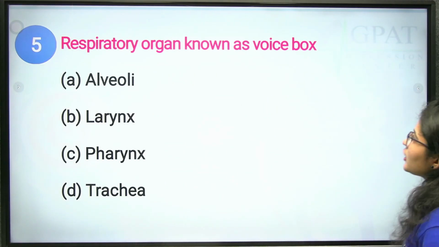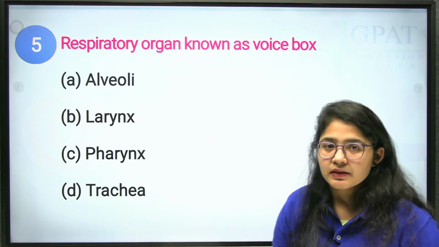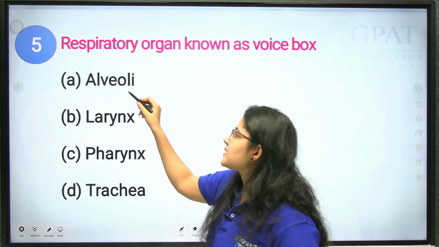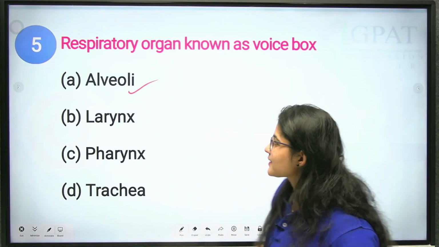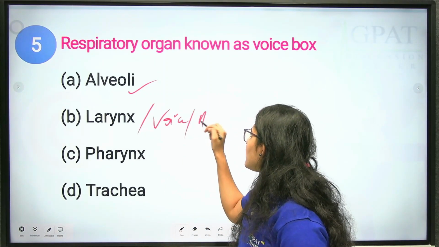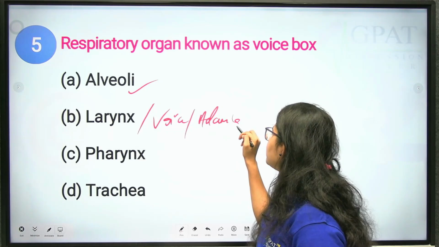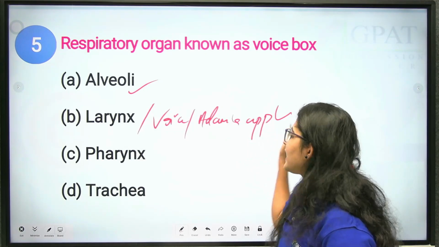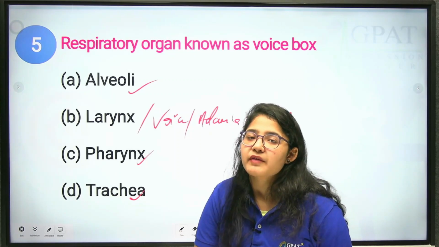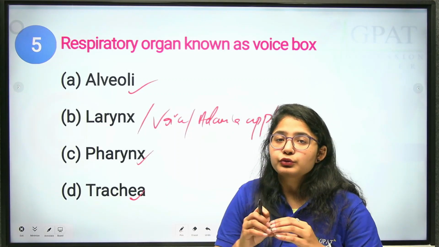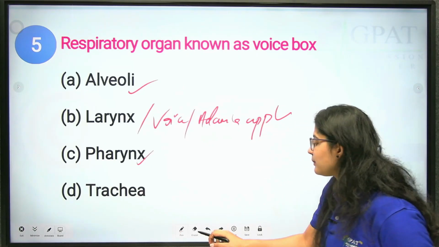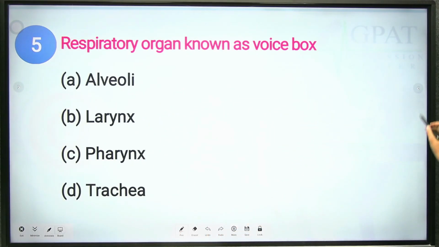Respiratory organ known as the voice box. Again, a very important question. Here the alveoli is responsible for exchange of gases. Larynx is known as the voice box as well as your Adam's apple. Clear? And the pharynx is the common pathway. Trachea is the main part which divides the air into 2 different lungs. Clear? So the correct answer will be your larynx.